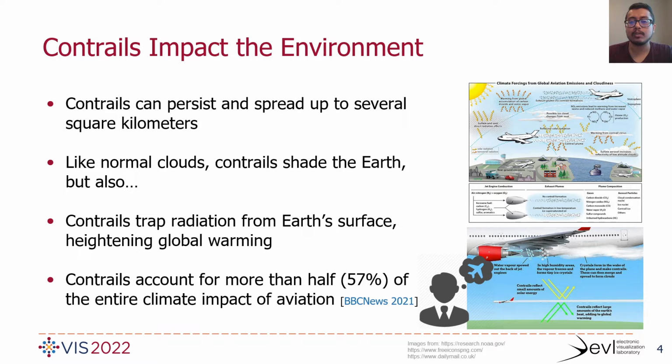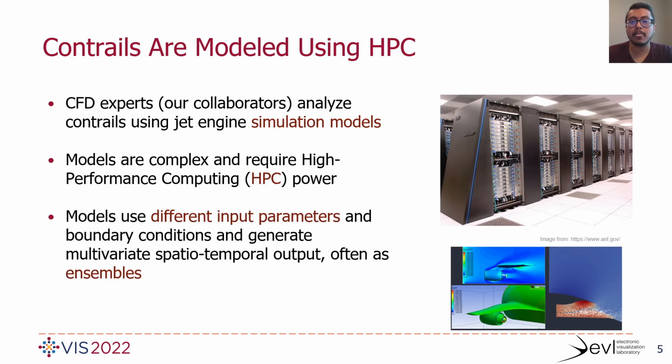Like regular clouds, they provide shade but also trap heat radiating from Earth's surface, causing warming of the air below, and so they make global warming worse. In fact, contrails account for more than half of the entire climate impact of aviation.